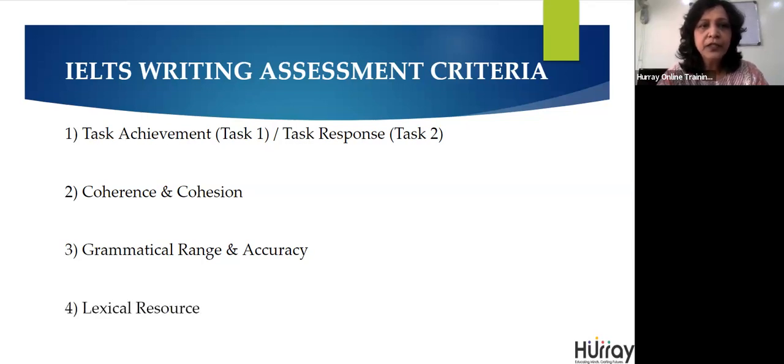The last criterion is lexical resource. This means vocabulary. Vocabulary should be in-depth and varied. You should not repeat words. The more varied your vocabulary is, the better your score would be. All these 4 criteria are scored on 1 to 9, and they're added up, and whatever score you get on them will be added and divided by 4.